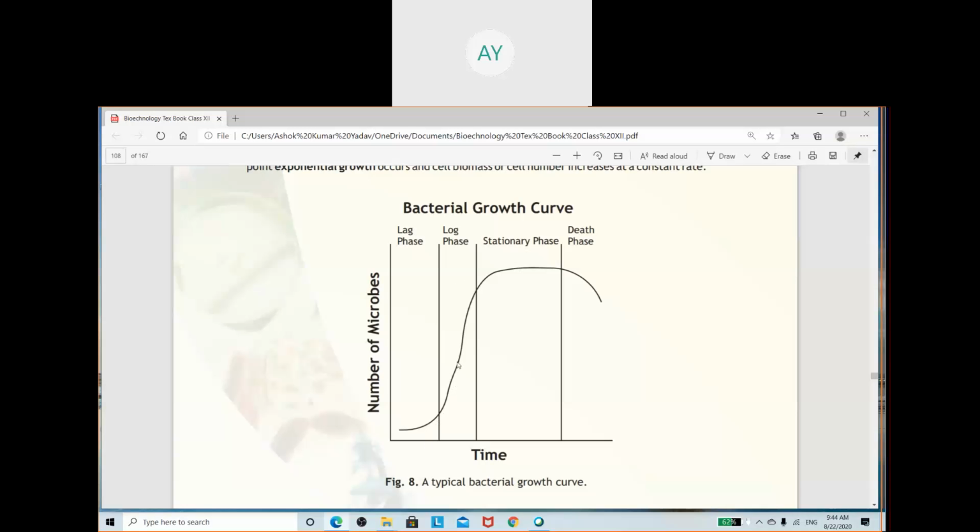In the log phase the slope, the angle, tan theta, is going to increase. On the basis of tan theta, the slope, we can decide which state the bacteria is in. If the slope is very small, it is the lag phase. If the slope is increasing, it is the log phase. If the slope is constant at zero, it is the stationary phase. And when the bacterial population decreases, that is the death phase. So these are the different stages.